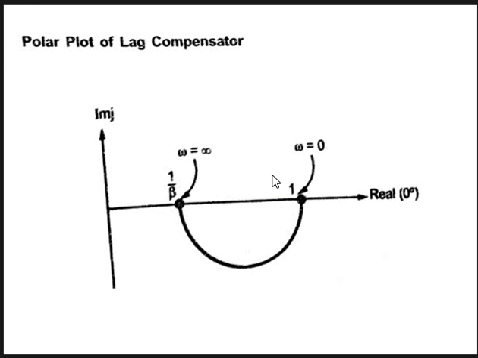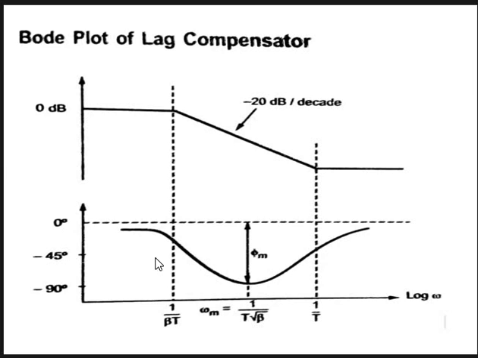Next one, the Bode plot. The Bode plot is also quite opposite. So constant, decreasing 20 dB per decade, again constant. The phase starts at 0 and the maximum angle is at omega m, that is 1 by T root beta. Again it reaches 0. So the Bode plot and polar plot are quite opposite between the lead and lag networks.